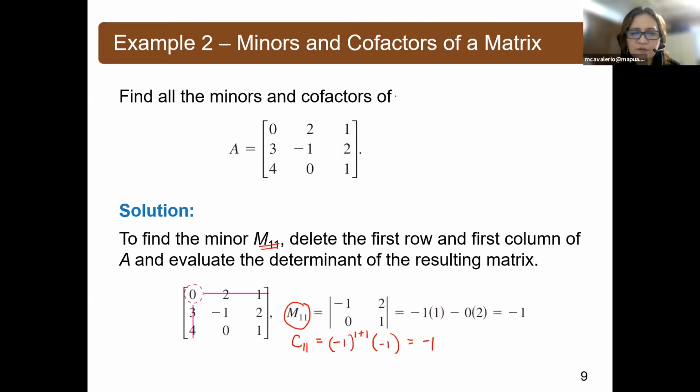Now, how do we find, for example, M12, or the minor 12? Okay, so here we delete the first row as well as the second column, and we're left with the submatrix that contains 3, 2, 4, and 1, so that the minor 12 is equivalent to 3 minus 8, that will be negative 5.